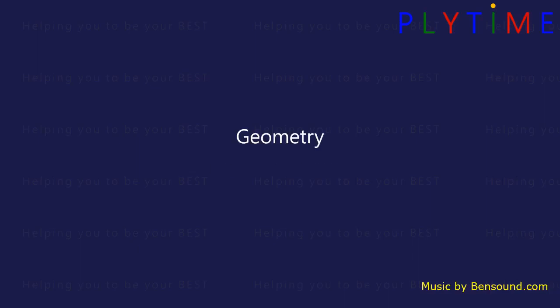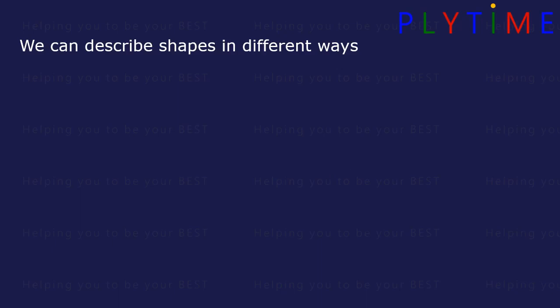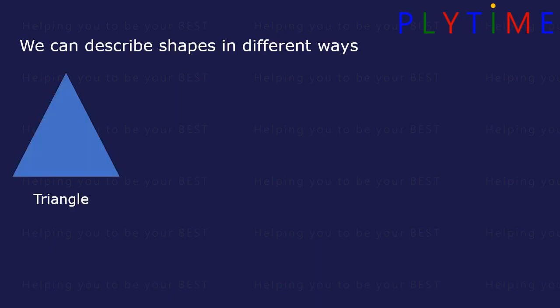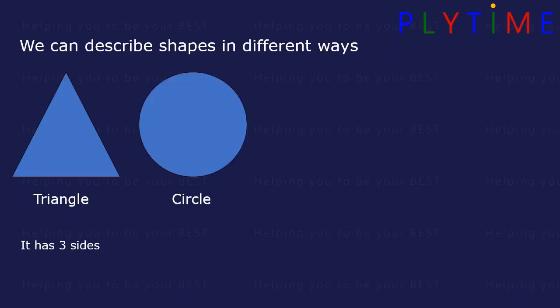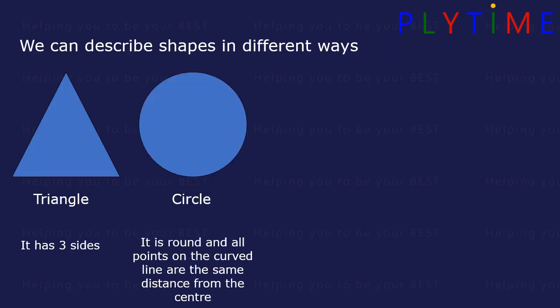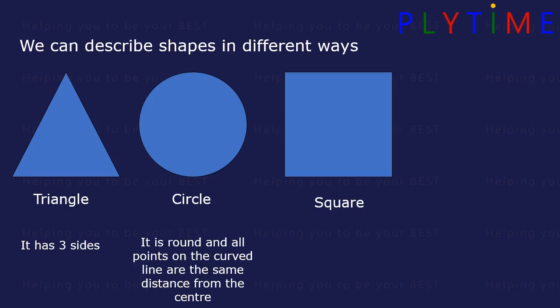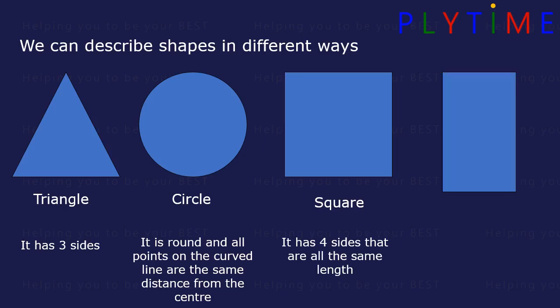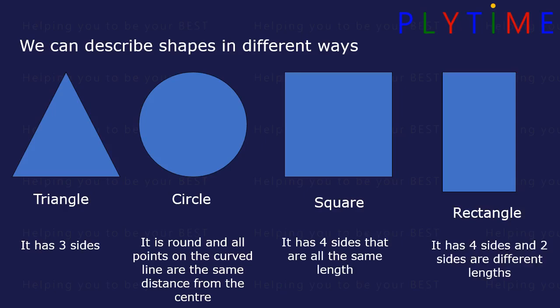Geometry, describing 2D shapes. We can describe shapes in different ways. This is a triangle, it has 3 sides. This is a circle, it's round and all the points on the curved line are the same distance from the centre. A square, it has 4 sides that are all the same length. And a rectangle, it has 4 sides and 2 sides are different lengths.